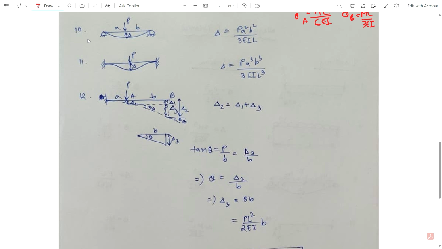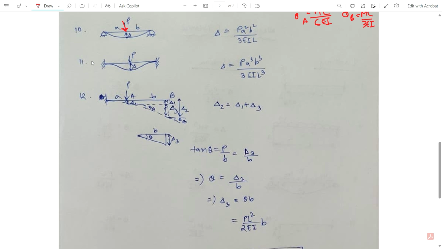Number 10 is the simply supported beam. Here, if you give a point load not in the middle but at A or B, say A is 2 and B is 3 in length, then delta at the load is equal to P A square B square by 3 E I L.